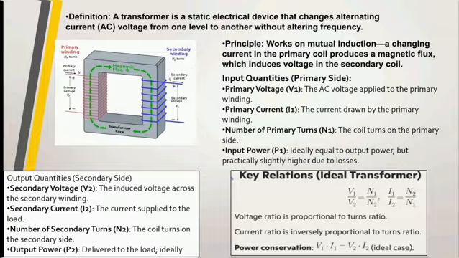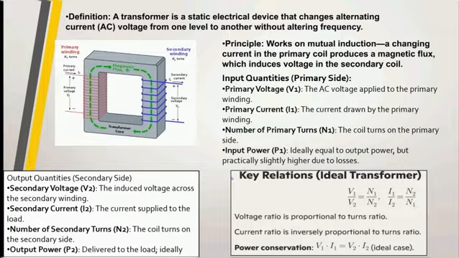The different input quantities of a transformer on the primary side are primary voltage, primary current, primary turns and the input power. The output quantities on the secondary side are secondary voltage, secondary current, number of secondary turns and output power delivered to the load.